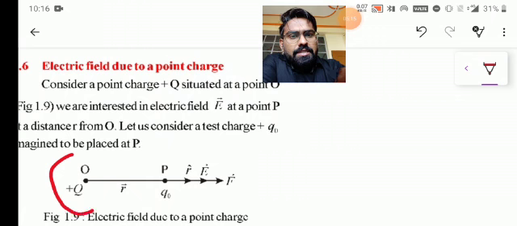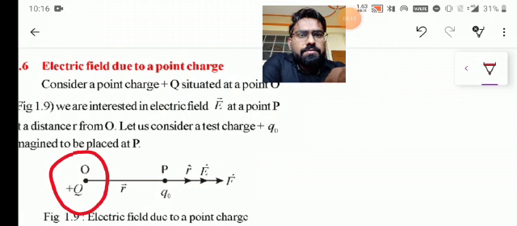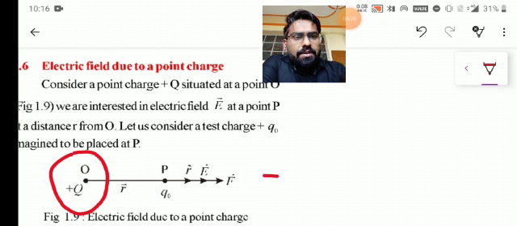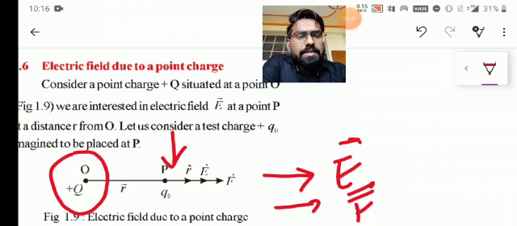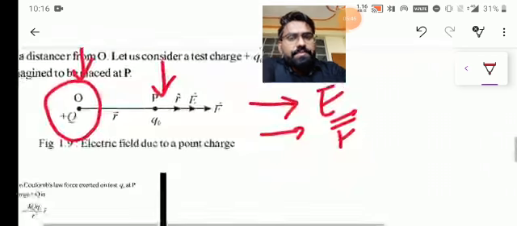This is the point charge. This is a point charge plus Q placed at O, and the electric field is like here. The electric field direction is this one, and the direction of force is also similar to the electric field. Okay, and if we keep another charge, a test charge, at distance r, then what is the intensity at that point due to this charge?